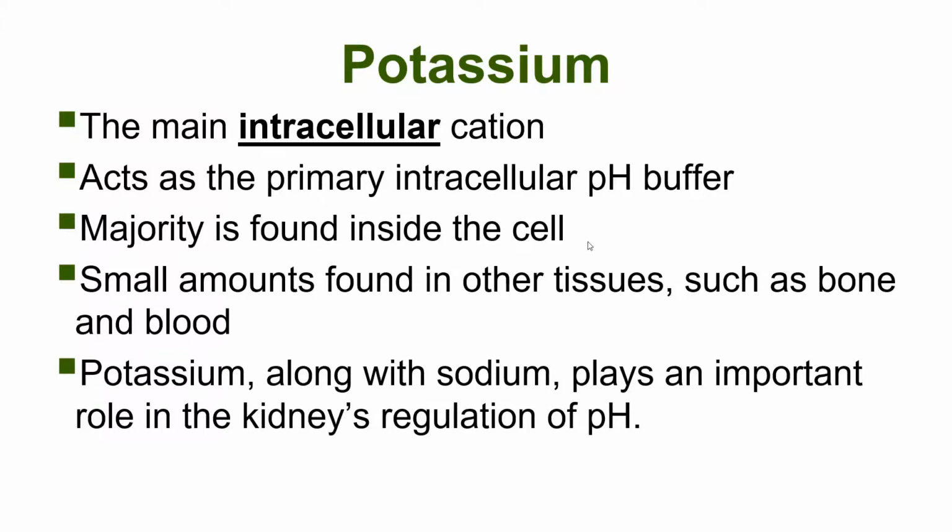Now, potassium, on the other hand, is the main intracellular cation, and it acts as the primary intracellular pH buffer. So most of potassium lives inside the cell. When you're looking at potassium and sodium on a chem screen, you'll notice that the sodium is about 30 times higher than the potassium. That's because the potassium lives mostly inside the cell where it acts as that primary intracellular pH buffer. Now, small amounts are found in other tissues such as bone and blood. And along with the sodium, it plays an important role in the kidney's regulation of pH.